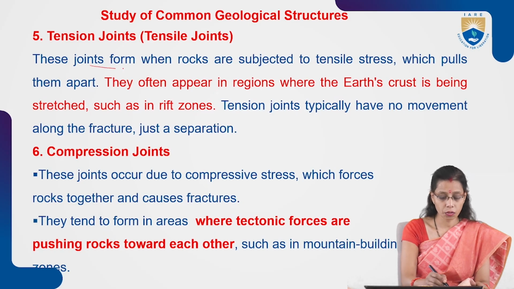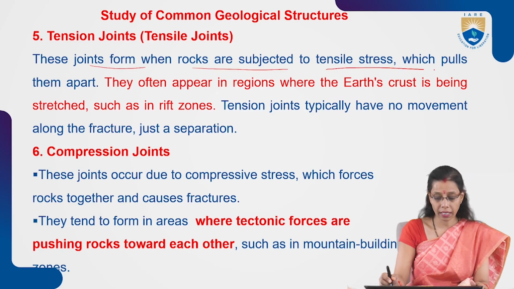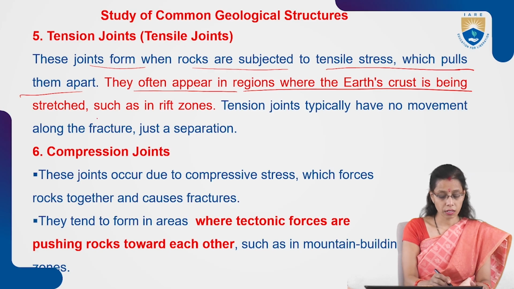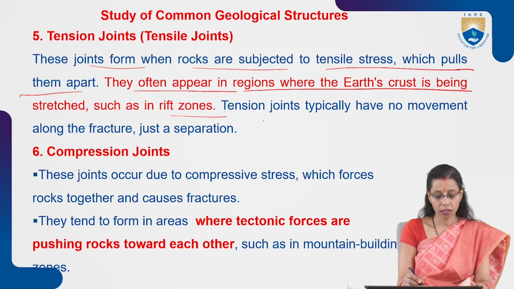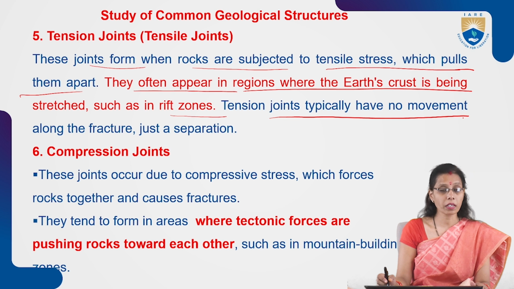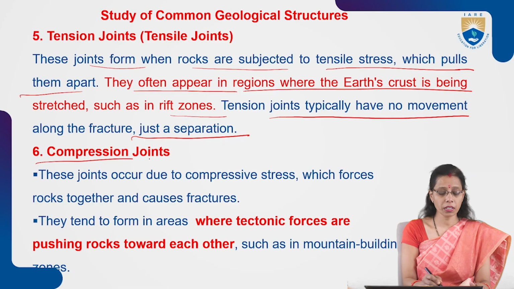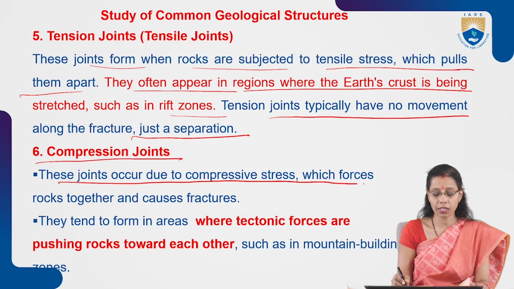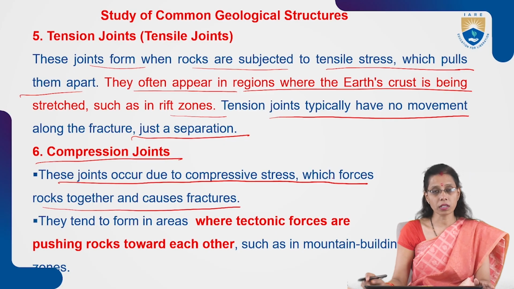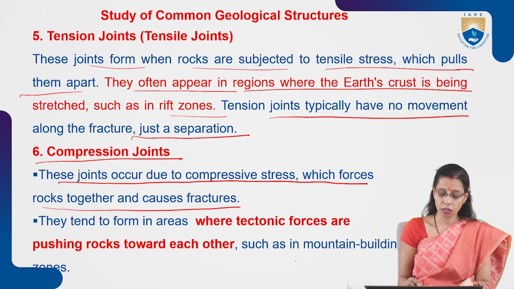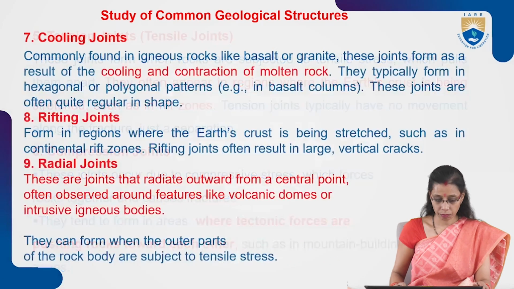Then we have tension joints. These joints form when rocks are subjected to tensile stress, which pulls them apart. They often appear in regions where the earth's crust is being stretched, such as rift zones, and typically have no movement along the fracture, just a separation. Now, compression joints occur due to compressive stress, which pushes rocks together and causes fractures. They tend to form in areas where tectonic forces push rocks towards each other, such as mountain building zones.